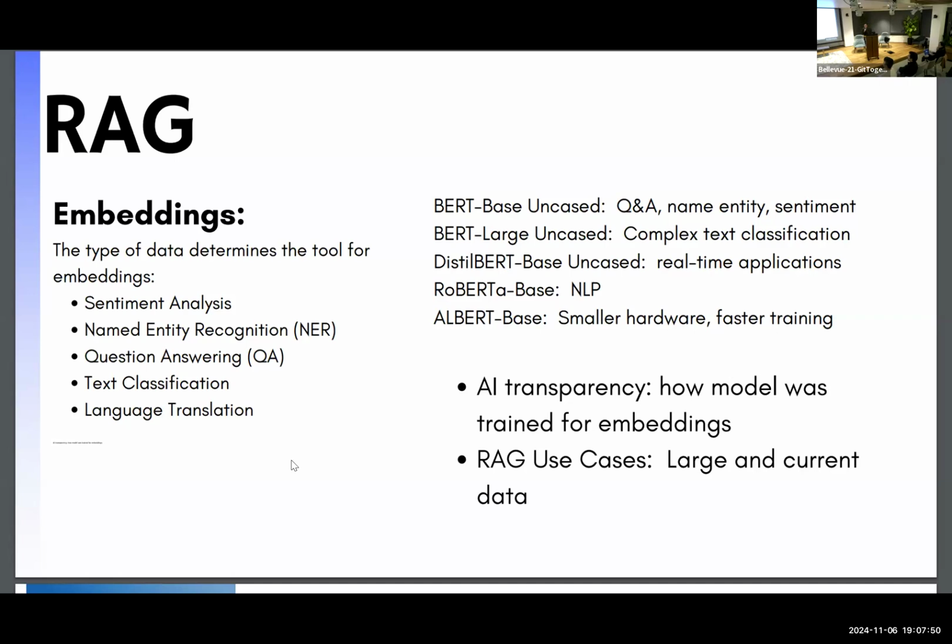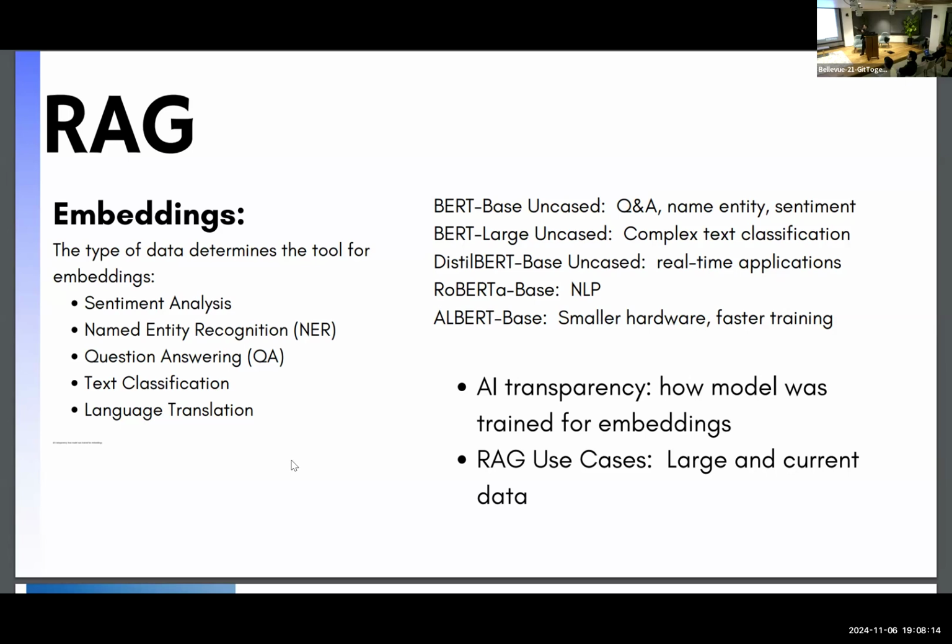The one thing that we ran into with embeddings, again, it really depends on the data and what you're trying to do with the data. So if you have semantic analysis, name recognition, quality, question answer, text classification, or language translation, you need to choose the embedding tool to extract that data exactly how you want it.